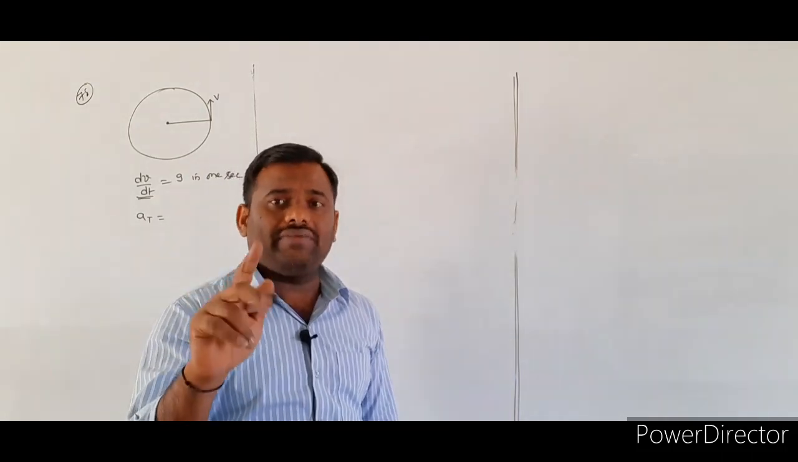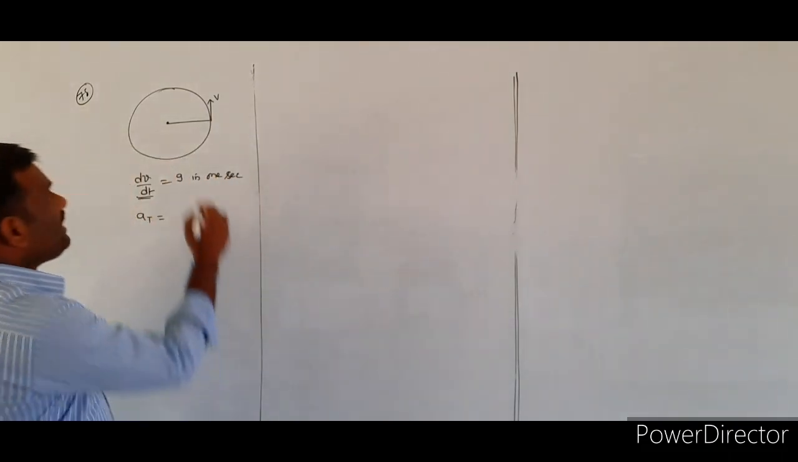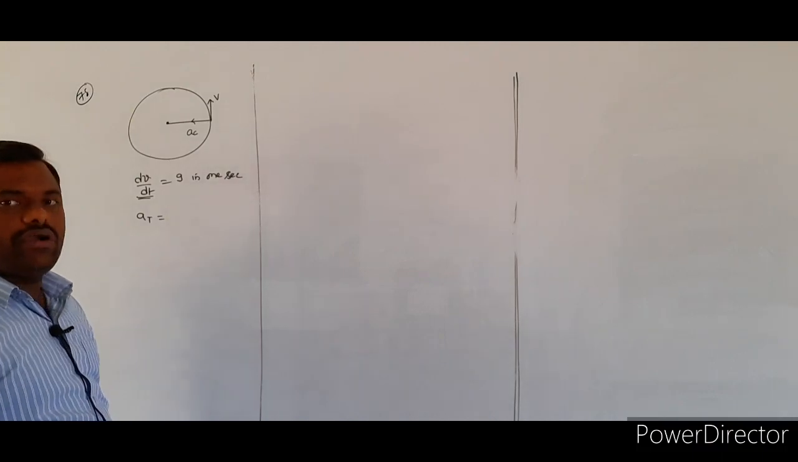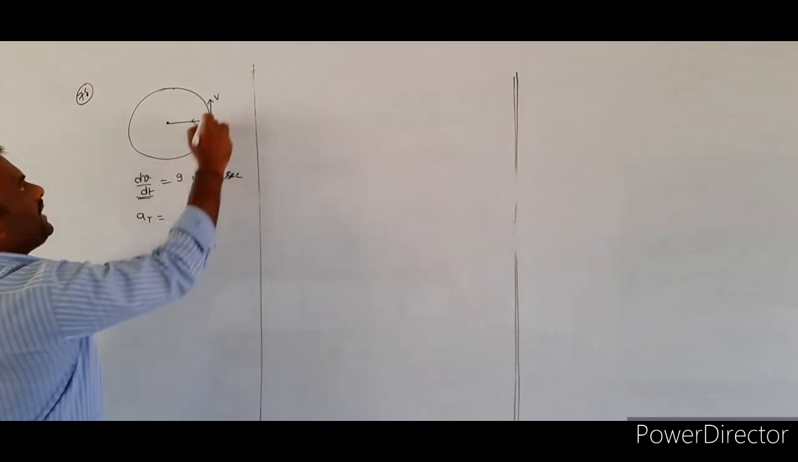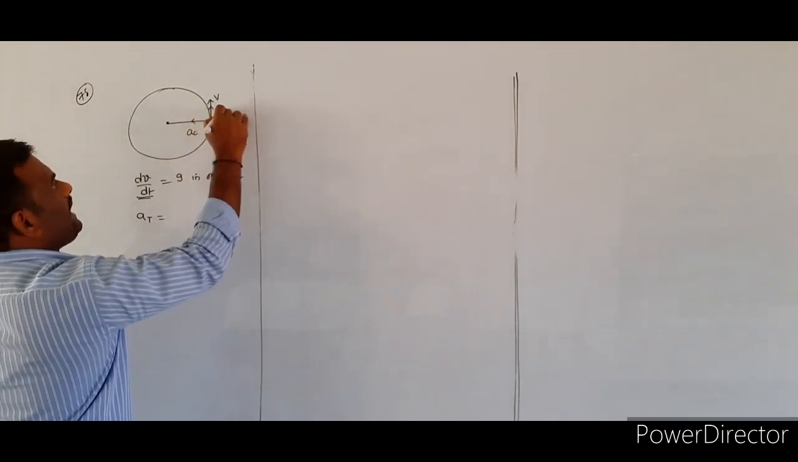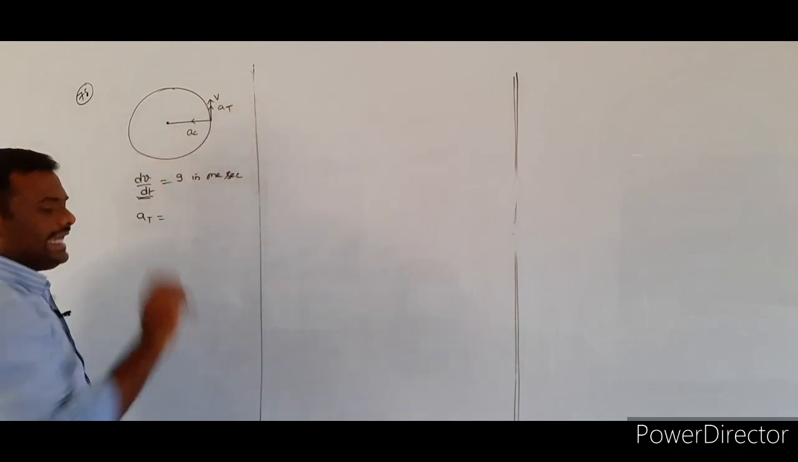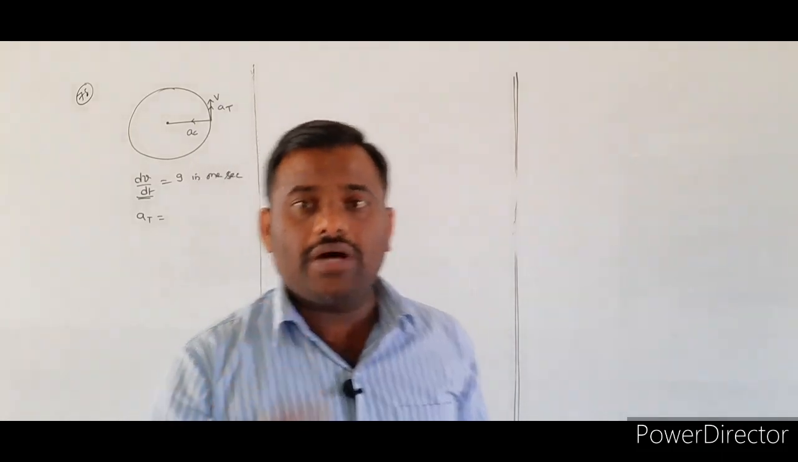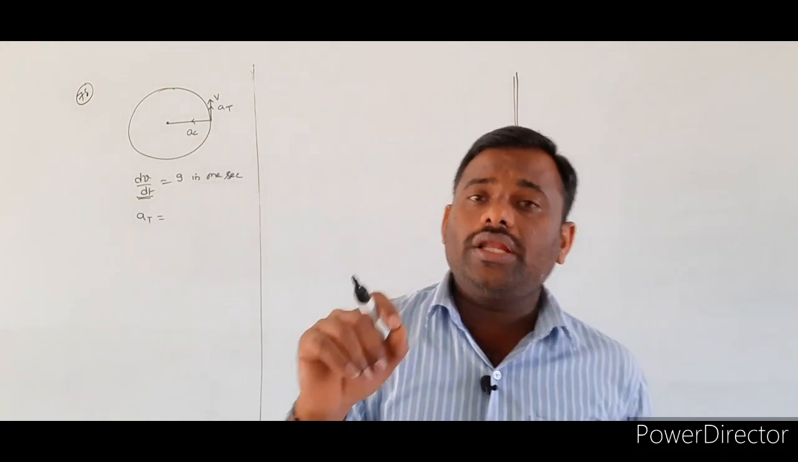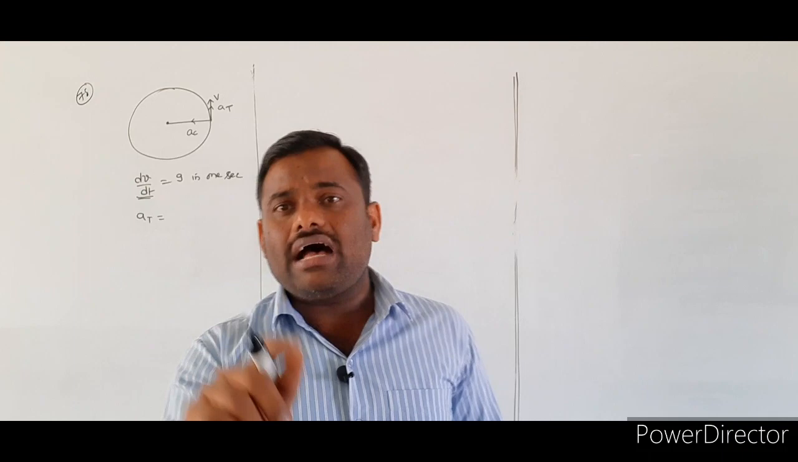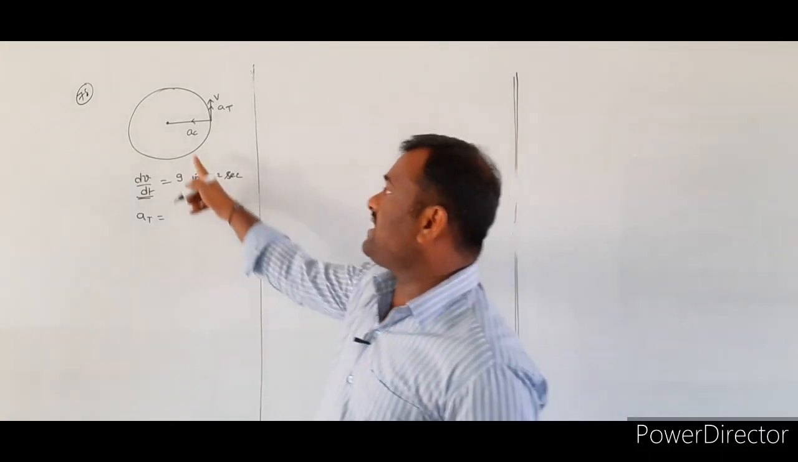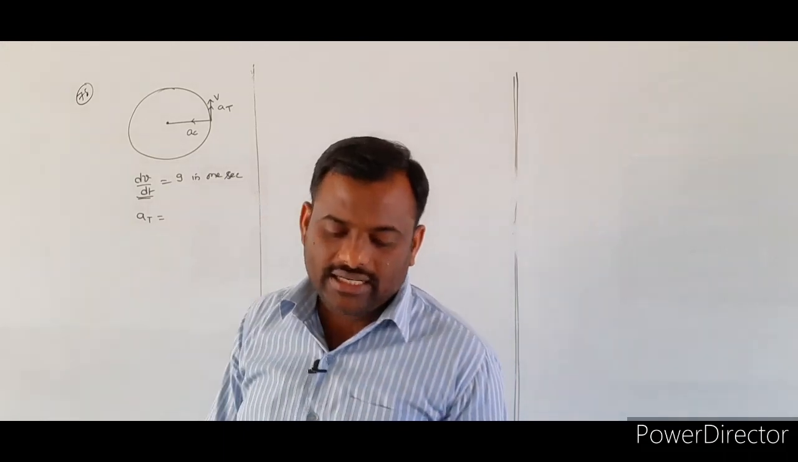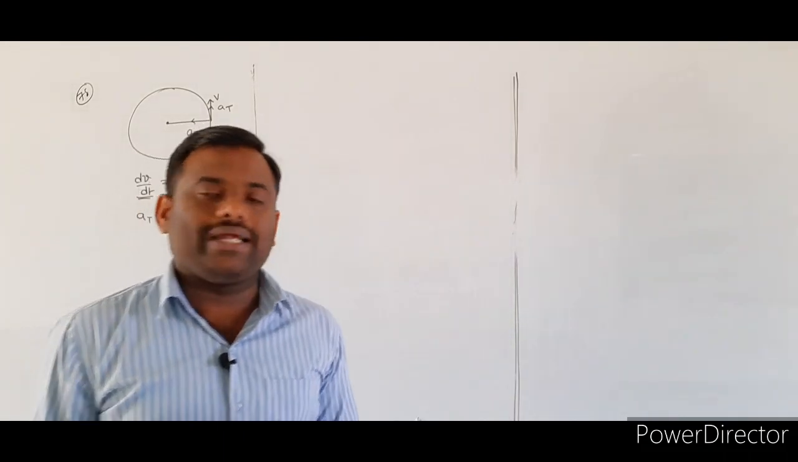If a particle is revolving in non-uniform circular motion, the object will have two types of accelerations. One acceleration acts towards the center; that acceleration is called centripetal acceleration. Another acceleration acts along the tangent; that acceleration is called tangential acceleration. Whenever the object is traveling in non-uniform circular motion, it has two types of accelerations: one is centripetal, another one is tangential. So they are asking what is the net acceleration of the particle?